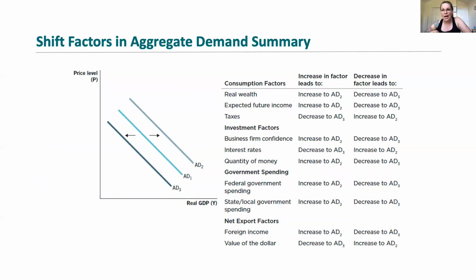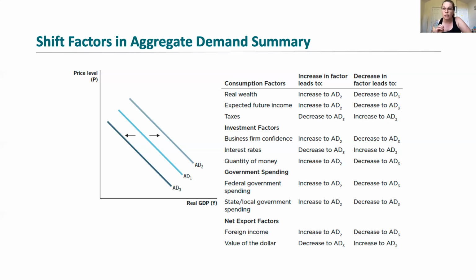So this is a nice slide for your notes. This is a summary of all the different shifting factors for aggregate demand. And you can see that they're broken down by the 4 components. GDP, or aggregate demand in the form of the quantity of spending, is broken into consumption, investment, government spending, and net exports. And we can see that consumption factors are related to our real wealth, the expectations of what might happen to our income in the future, and how our income is impacted by tax policy.